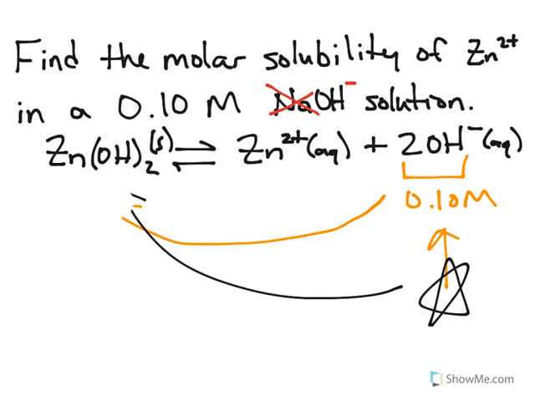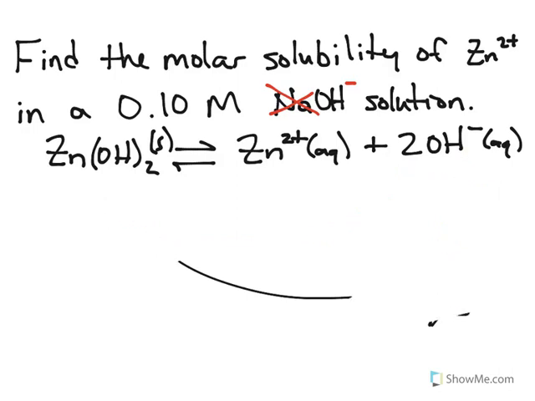But how can we prove that mathematically? I'm not going to recommend that you use an ice chart every time, but I'm going to use an ice chart at least for this one moment to help visualize the problem that we're about to experience here. So initial, change, equilibrium. If we think about how much zinc hydroxide is there, nowhere in the problem is that provided. It's also irrelevant because it's a solid. It's not going to impact the equilibrium as long as there's some present. So I'm just going to call that some.